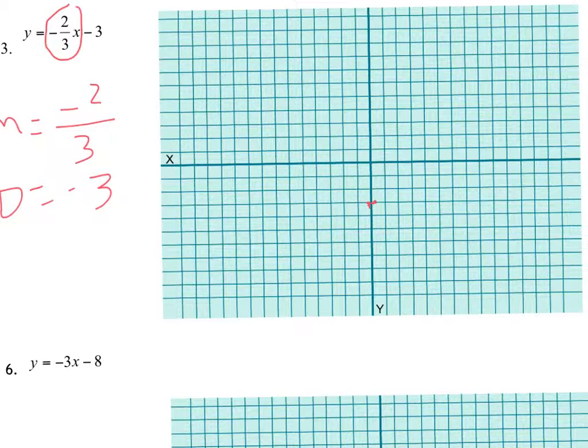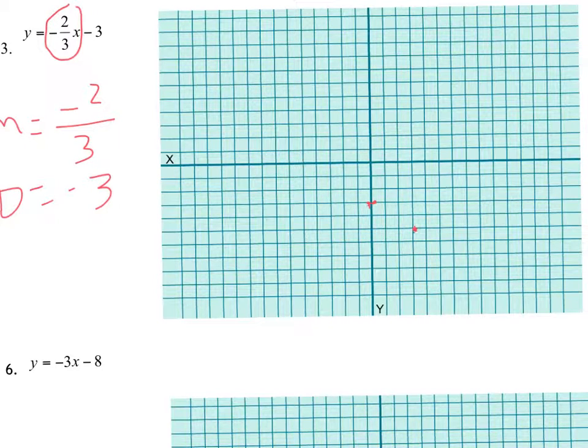And our rate of change is negative 2/3. Negative 2 means go down 2, and we're going to go to the right 3. There's a couple different ways of looking at it, and Mr. Wells is going to show you a different way in a minute. But I'm going to go down 2 and to the right 3 for this one. So from that starting point, I'm going to count down 2, 1, 2, and over to the right 3, 1, 2, 3. And I'm going to put my point right there.